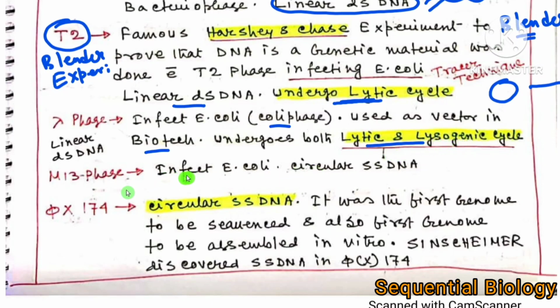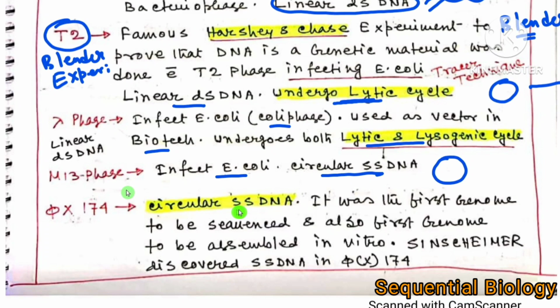Next bacteriophage is M13 bacteriophage, which infects E. coli, and it has circular single-stranded DNA. So this has a circular DNA, but this DNA is single stranded. Remember it, this is an exception. Usually DNA is double stranded, but in M13 phage we can see a circular single-stranded DNA.